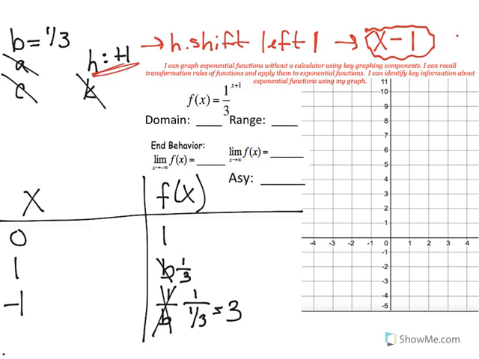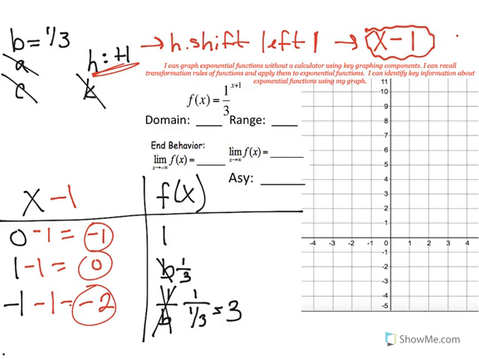And so there's our big 3 points, but we've got to make sure that we account for all of the transformations. We have an h term up here, and that h term says every x value I've got to subtract 1 from. So 0 minus 1 is -1. 1 minus 1 is 0. And -1 minus 1 is -2. There are your big 3 points. Those would be the coordinate points that I'm looking for you to have listed on your test or graphed. Pause the video, graph this function, and then fill in your key information about your graph.